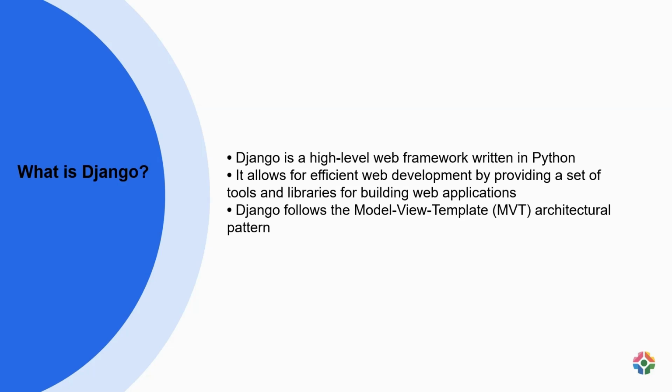For instance, a Django project could involve models for storing user data, views to handle user requests, and templates to display the data in a visually appealing manner on the front end. This seamless integration of components contributes to Django's effectiveness in constructing web applications.